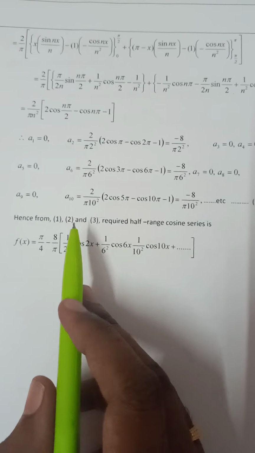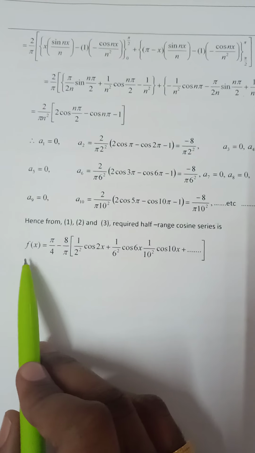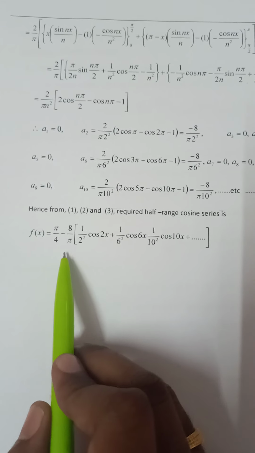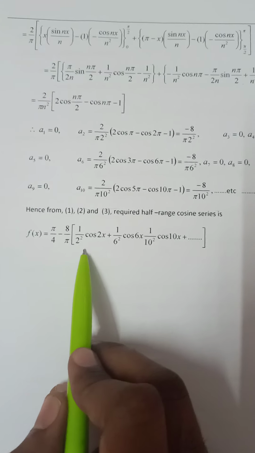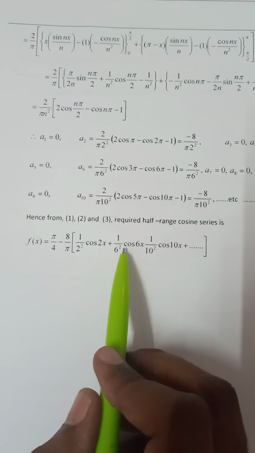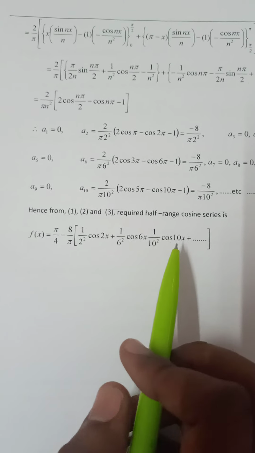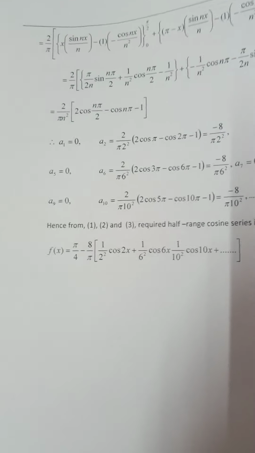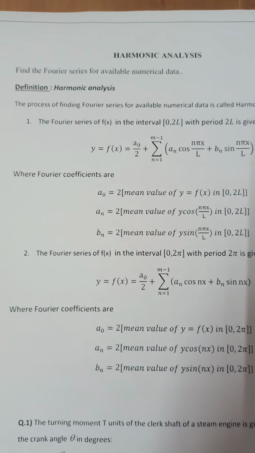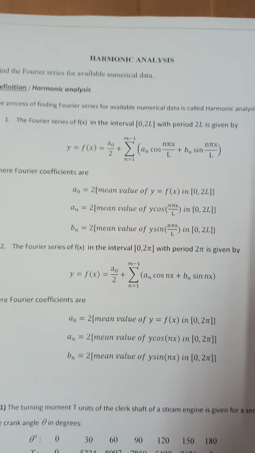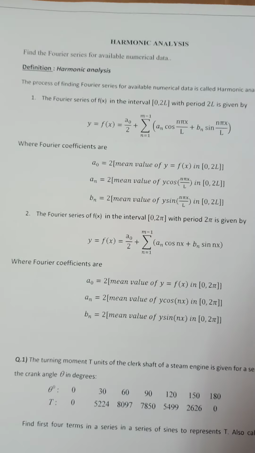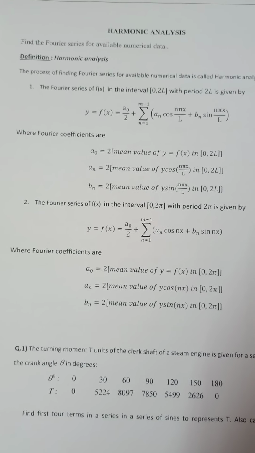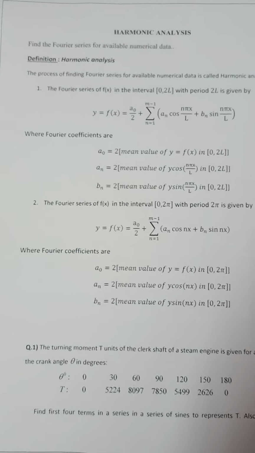So from all these you will get the half range cosine series expansion for f of x, that is pi by 4 minus 8 upon pi into the bracket 1 upon 2 square cos 2x plus 1 upon 6 square cos of 6x plus 1 upon 10 square cos of 10x and so on. So this is all about the half range sine and cosine series. Now the next topic, that is harmonic analysis, I am going to explain.